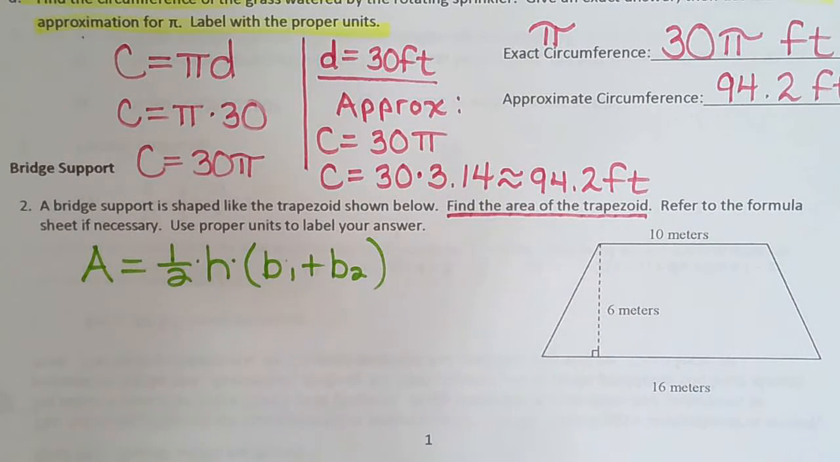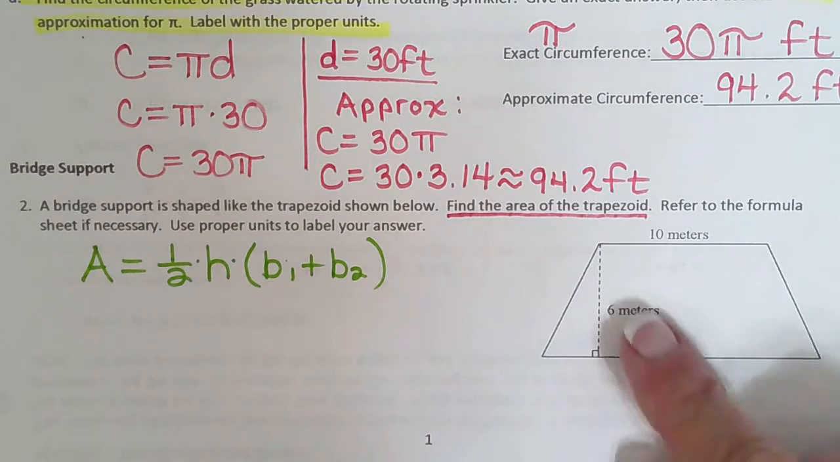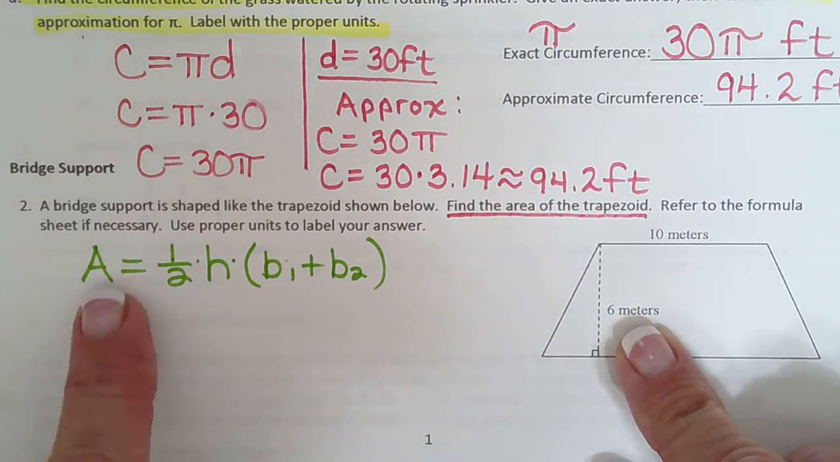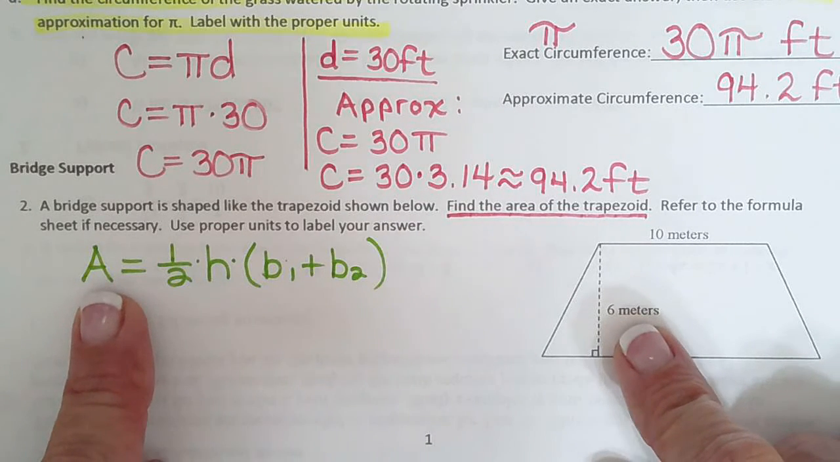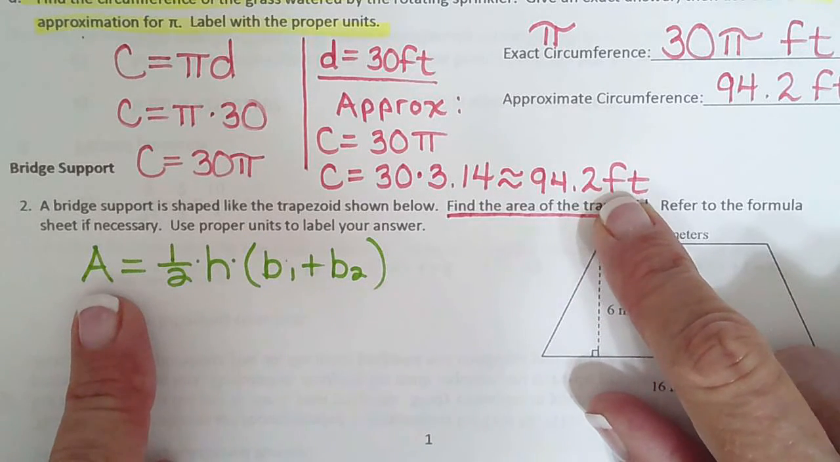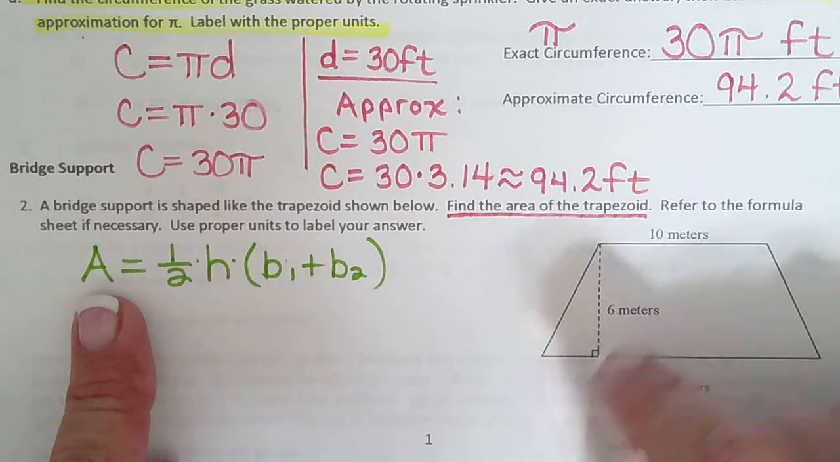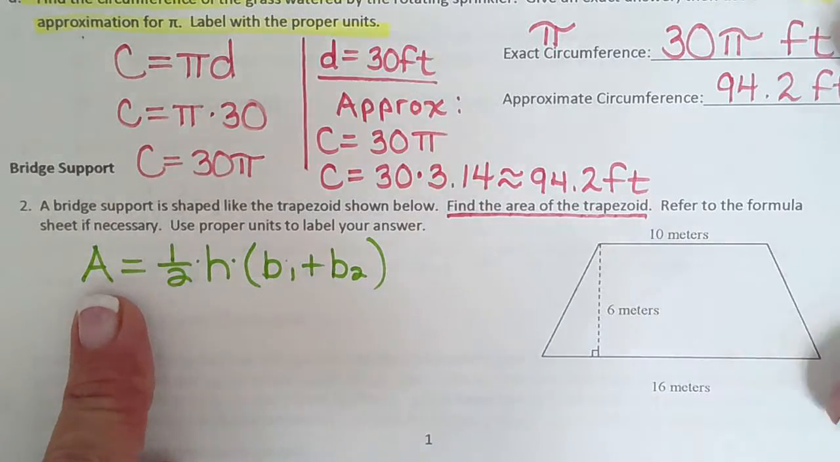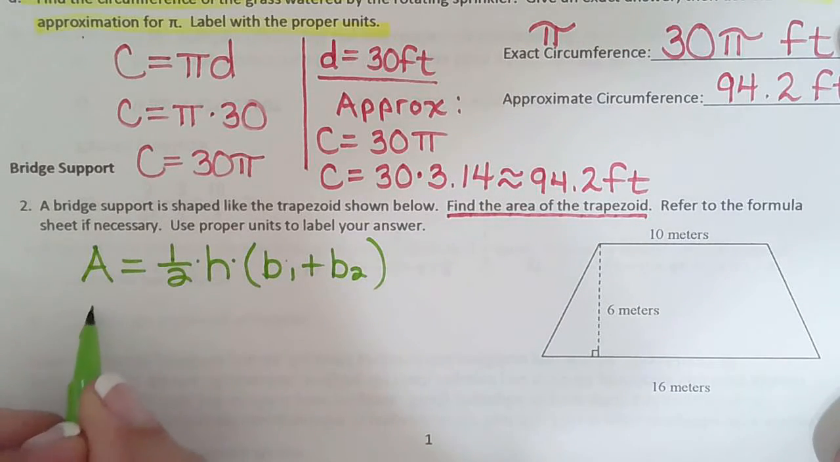Find the area. Don't forget to put proper units. So this is meters. So since it's area, we know it's going to be meters squared. So all area problems are squared. All circumference problems are just the units. All volume problems have a little 3. They're cubed. Okay, so let's go ahead and fill in.